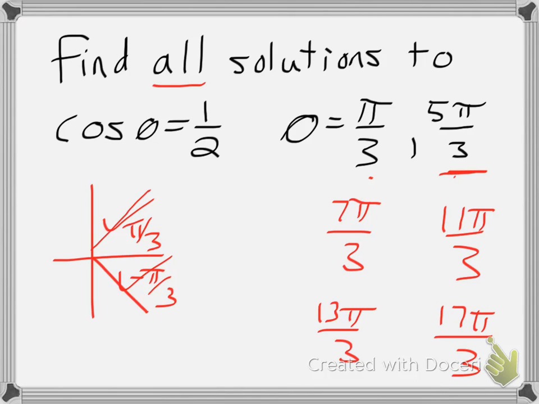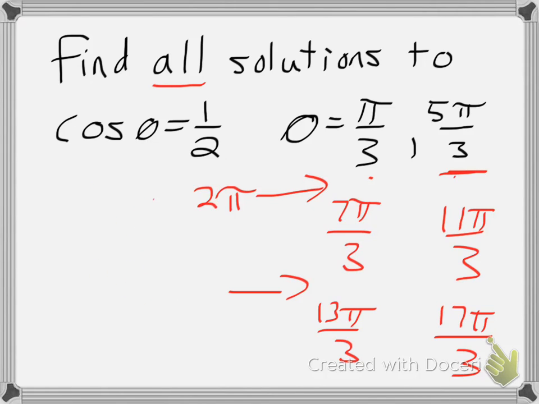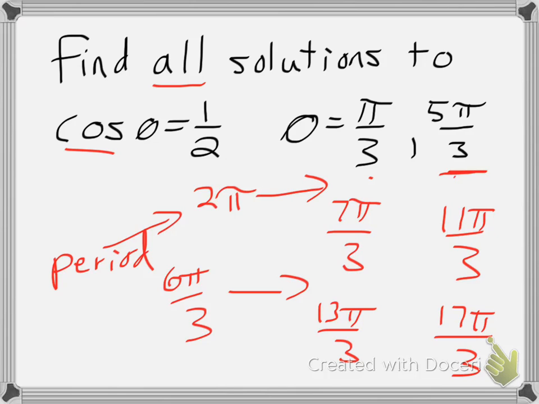And again, the reason is, when I talk about 1 full rotation, that's a rotation of 2 pi. Or since we have a denominator of 3, it's the equivalent of 6 pi over 3. That's how I got 7 to 13. I added 6 pi over 3. Same thing with 11. Added 6 pi over 3 to that, and that's where I got 17 pi over 3. So each time, I get a new set of answers by adding the period of the function that I'm considering.